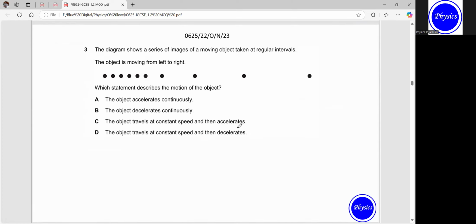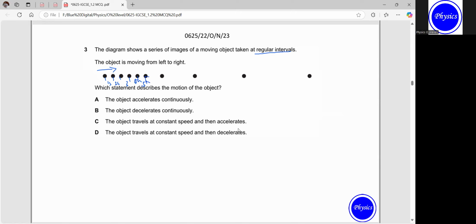The diagram shows a series of images of a moving object taken at regular intervals. The object is moving from left to right. So it's going like this, from left to right. So here, which statement describes the motion of the object? And it is moving at regular intervals. That means these dots are taken at regular intervals. Let us say 1 second, 1 second. So 1 second, the next second, okay, the next 1 second, I put 2 seconds, starting from here. The third second, the fourth second, the fifth second, like that.